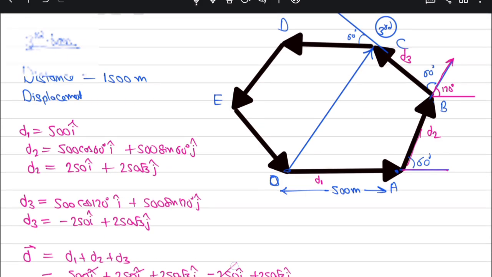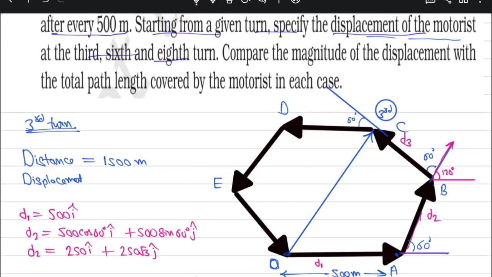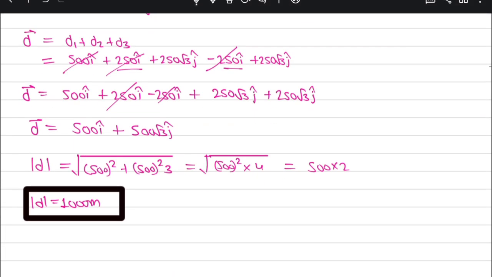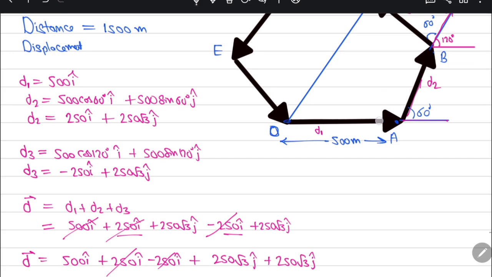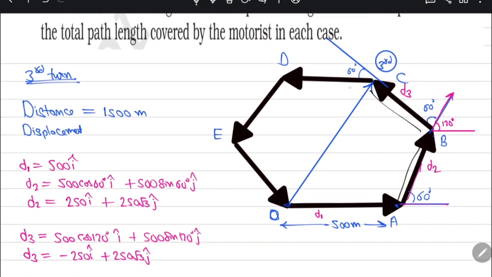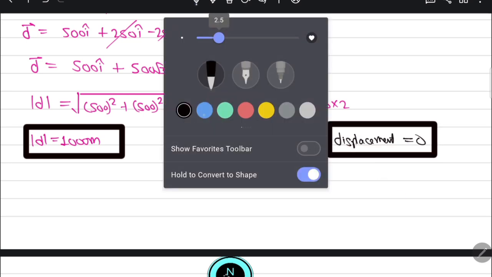And then after that, they are asking about the sixth turn. Sixth turn means they are reaching the same position. First, second, third, fourth, fifth, sixth means they are reaching the same position. So the displacement at the sixth turn is 0.